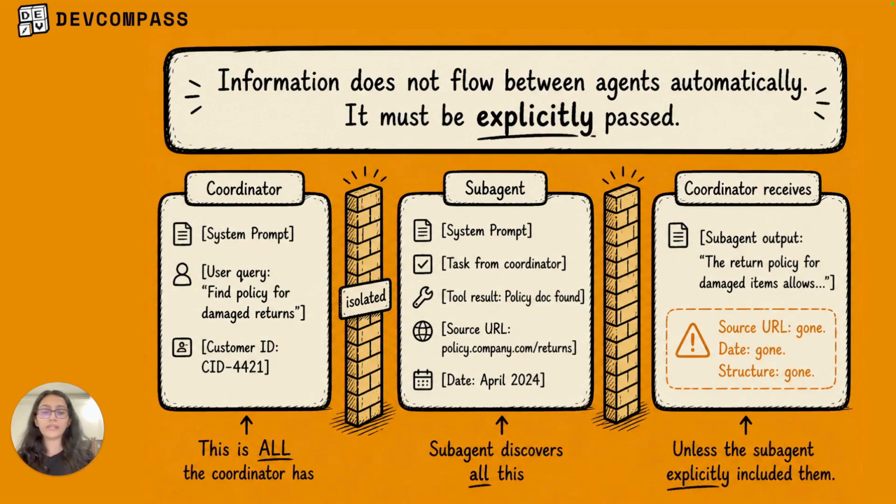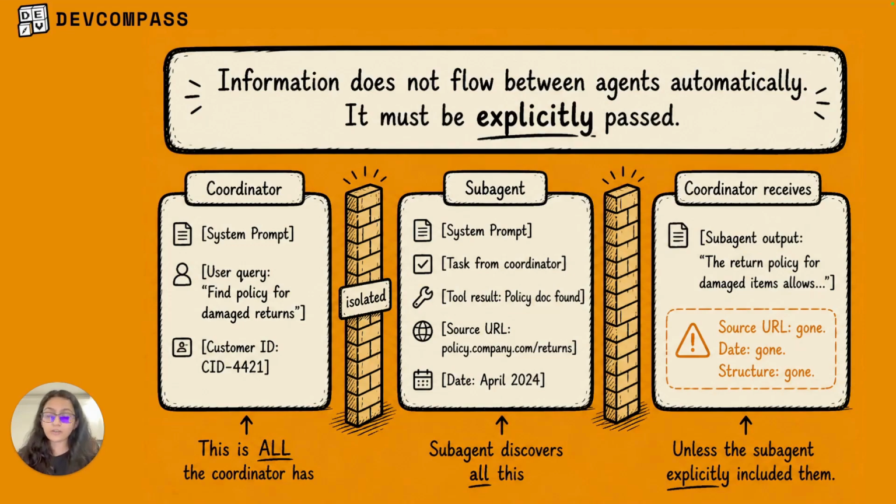What the coordinator knows, the sub-agent does not automatically know. What the sub-agent discovers, the coordinator does not automatically synthesize. Information does not flow between agents on its own. It must be explicitly passed. So look at the three boxes in the diagram. Coordinator on the left, sub-agent in the middle, coordinator again on the right after the sub-agent returns.